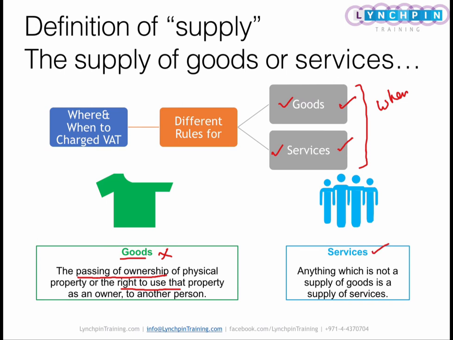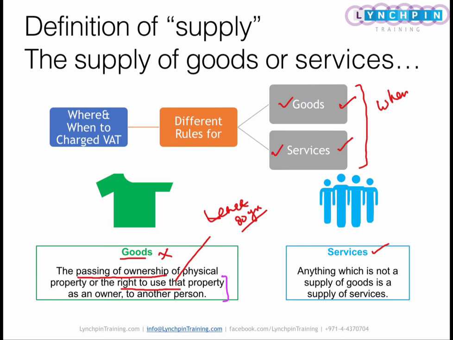Now for the goods, if you are seeking an example of right to use the property, I'll give you an example. If you are taking a leasehold item, a leasehold item would be for, let's say, 80 years. In these 80 years, you have all the rights to use this property as an owner. So this would still be treated as supply of the goods.